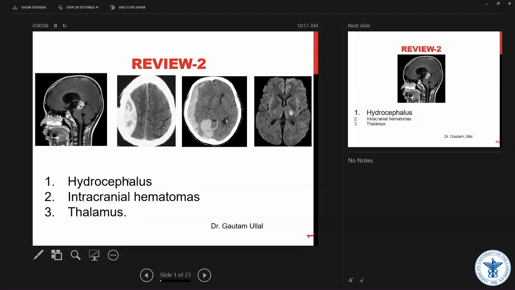So what I decided was to essentially review hydrocephalus, not the entire thing, but some key features, and then intracranial hematomas, and in fact, what you just now saw will probably be discussed again. And lastly, something about thalamus. And what you're seeing here on top, of course, this is MRI, this is MRI, these 2 are CT scans, right?